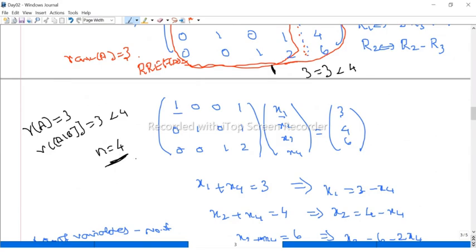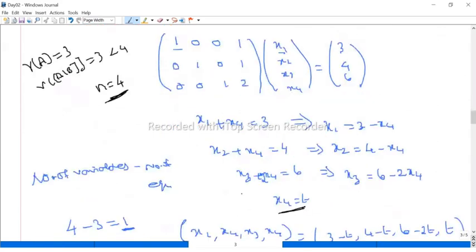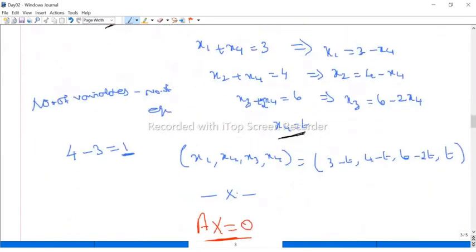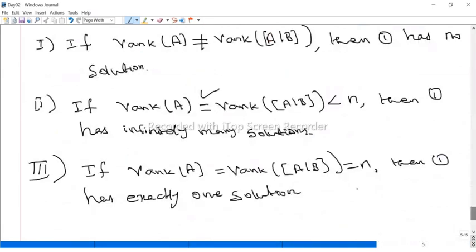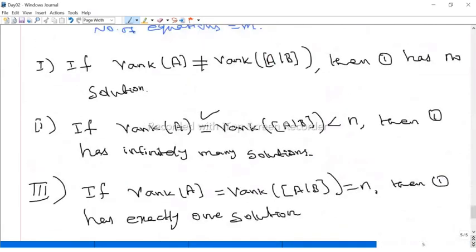Therefore, the rank is strictly less than 4, and the infinite solutions are here. If you give any values of t, we get infinitely many solutions. So t varies over any number. Therefore, this result is very useful to check whether a system has infinitely many solutions, a unique solution, or no solution in terms of rank.